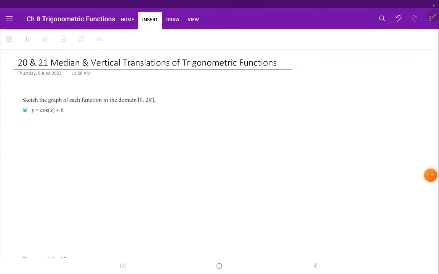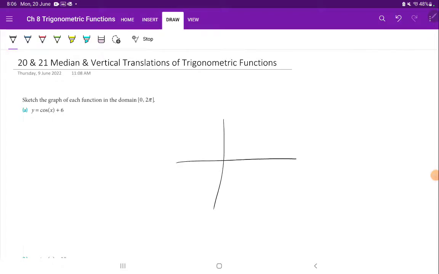Alrighty, so today we're going to have a quick look at translating these functions up. When we translate a sine function or a cosine function up, what it does is it moves that median value. So when we're sketching the image, we get a picture that looks like this with all of these spots that are in the middle.